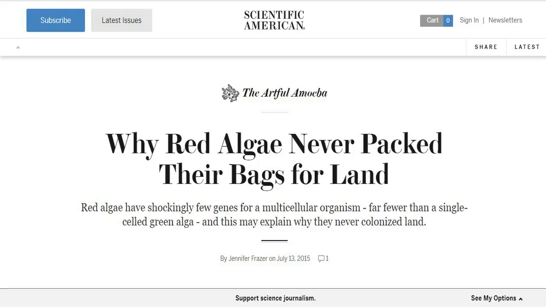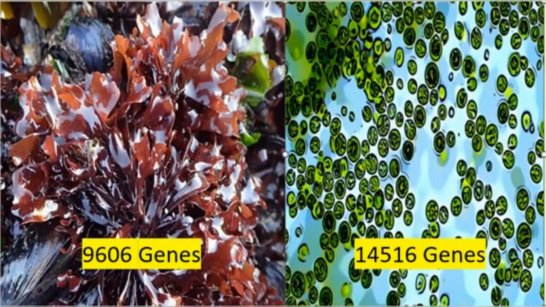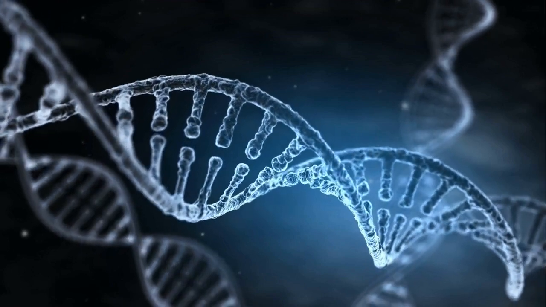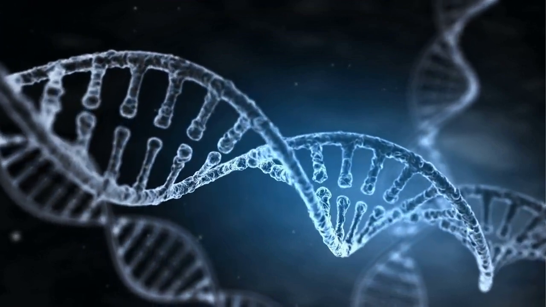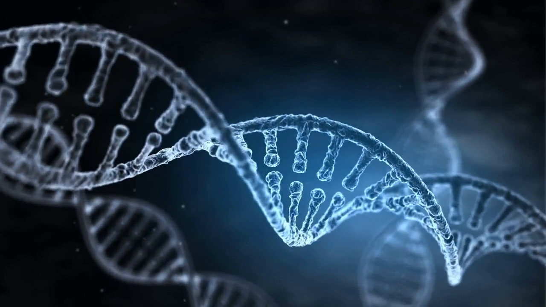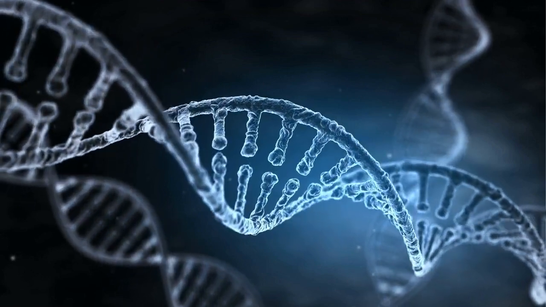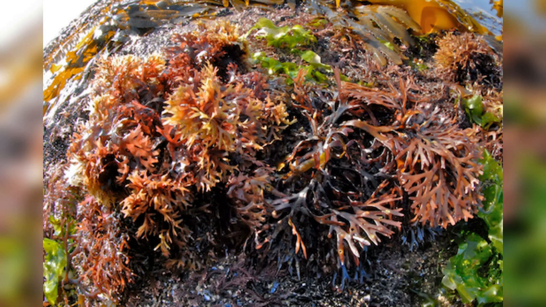One study showed that red algae species have fewer genes than green ones, as even single-celled green algae can have more genes than multicellular reds. For instance, the red Chondrus crispus has 9,606 genes, while the green Chlamydomonas reinhardtii has 14,516. The authors of this article also pointed out how Chondrus crispus has few introns, which are sections of RNA inside genes that get edited out during the production of proteins. Thus, the authors suggest that red algae might have experienced an evolutionary bottleneck, preventing them from getting adaptations for the land.